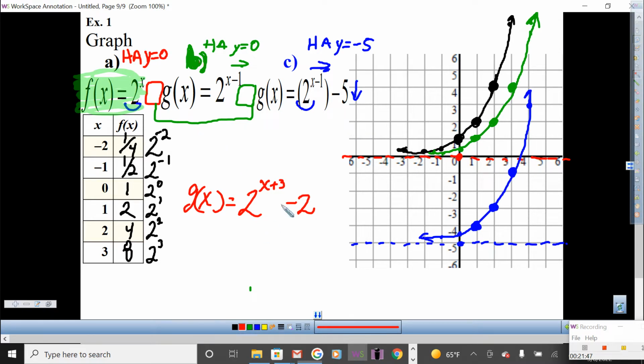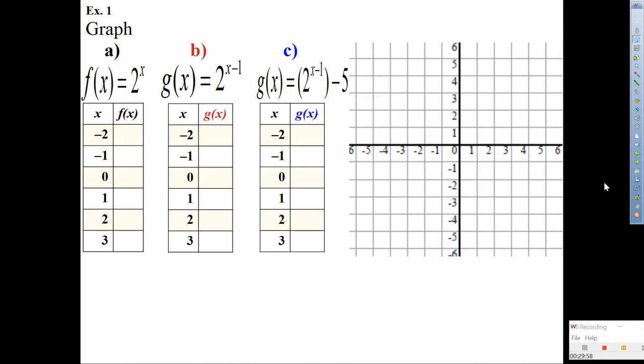So if I was to show you now the tables and all the work for the other ones, it would look something like this. Remember those notes that you took? Yes? Oh, yes, Mr. Q. All right, good.